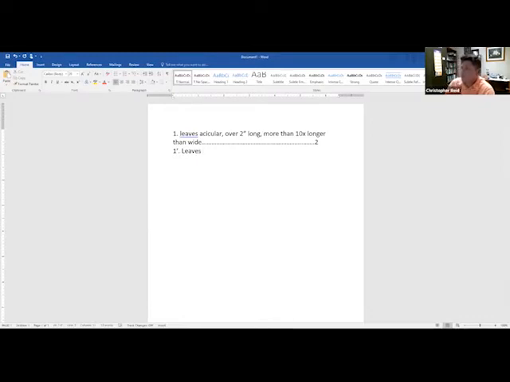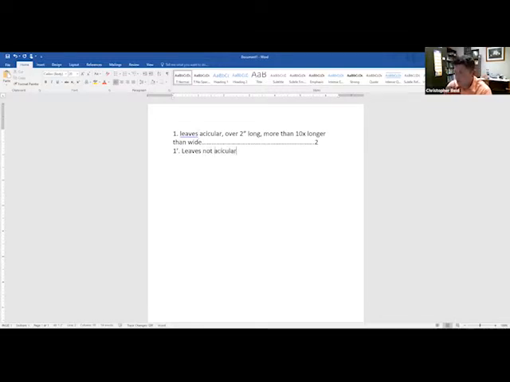Leaves. So at this point, all right. So leaves acicular just means needle-like, over 2 inches long. The quantitative add-on at the end, more than 10 times longer than wide, that's pulled out of the air. It's arbitrary but useful. So I'm picking on the 2 pines right here. So that's our first pick-on.